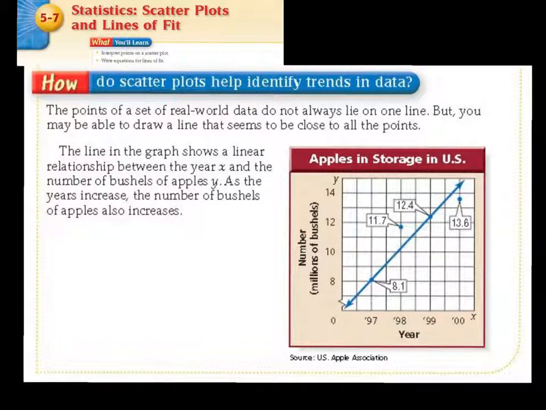The points of a set of real-world data do not always lie exactly on one line, but you may be able to draw a line that seems to be close to all of the points. The line in the graph shows a linear relationship between the year X and the number of bushels of apples Y. As the years increase, the number of bushels of apples Y increases as well.